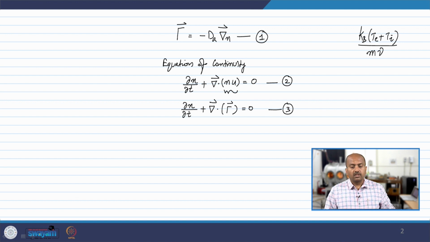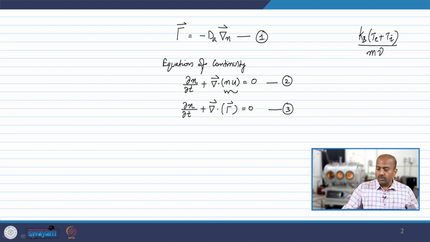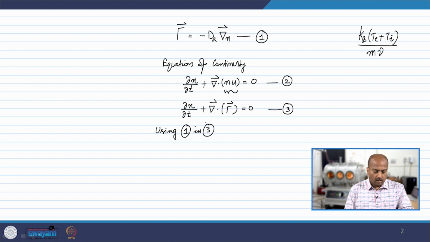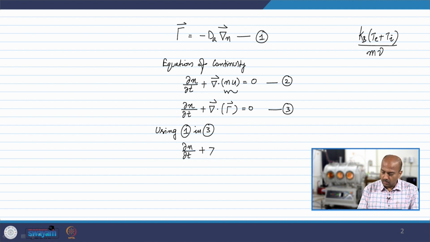Now, the first equation is just the flux, defined in terms of the diffusion coefficient and the concentration gradient. The second equation is the equation of continuity and the third is another form of continuity, written using the flux. Okay. So, using equation 1 in 3, we can write dou n by dou t plus del dot of minus dA del n is equal to 0.